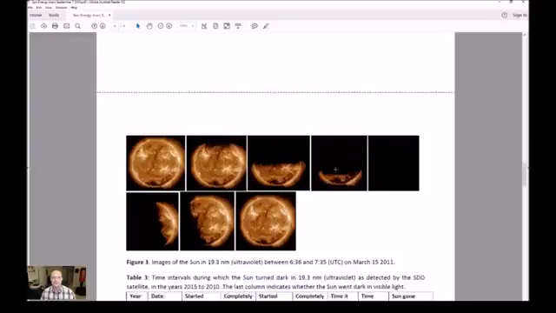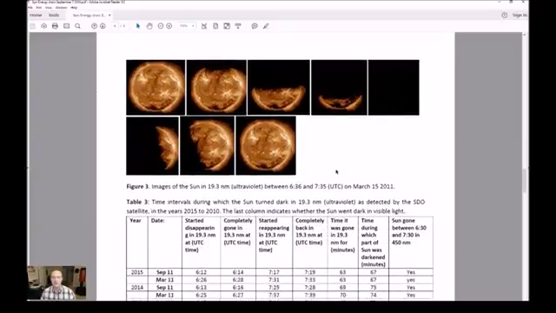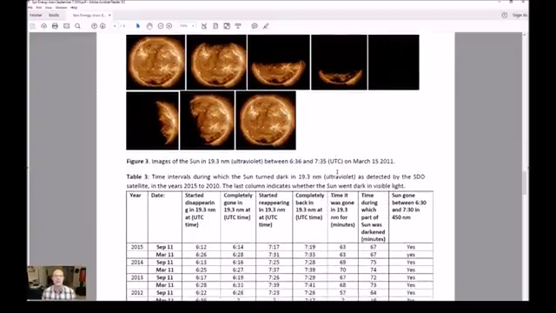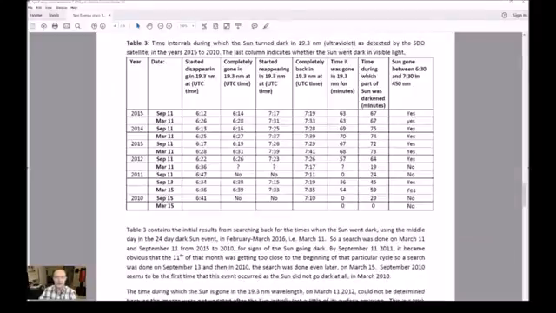Let's proceed. Great pictures, by the way. Thank you. Figure 3, images of the sun in the 19.3 nanometer ultraviolet between 6:36 and 7:35 UTC on March 15, 2011. Table 3, time intervals during which the sun turned dark in the 19.3 nanometer ultraviolet as detected by SDO satellites in the years 2015 to 2010. The last column indicates whether the sun went dark in visible light.